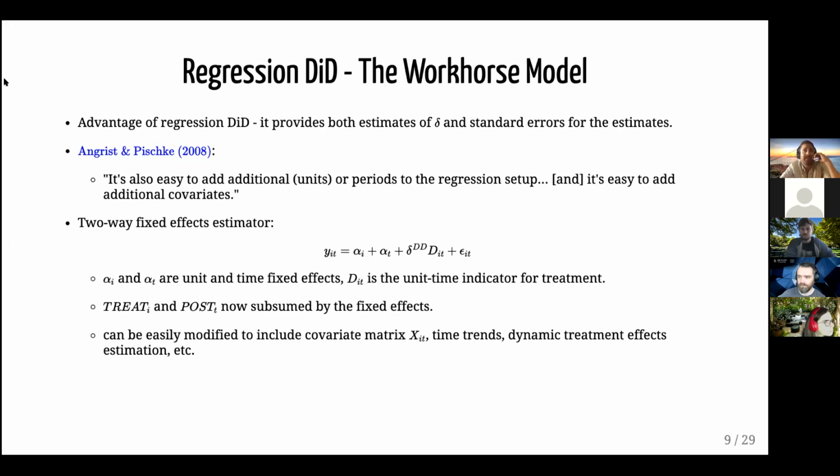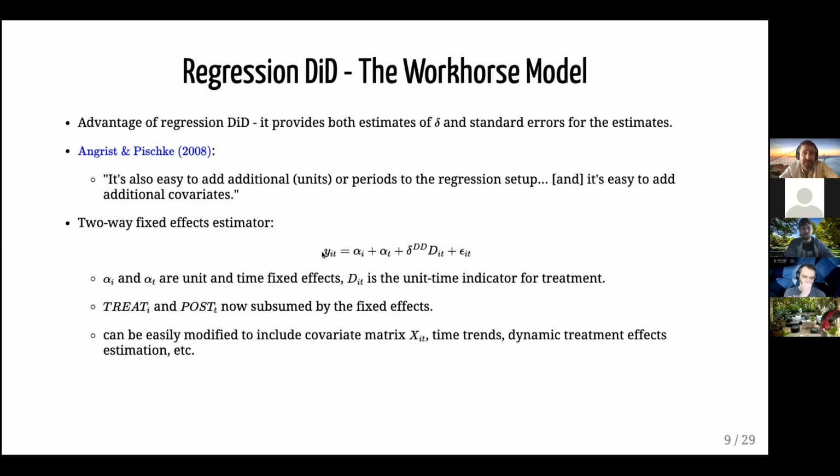I call this the workhorse model because it's in so many papers now, at least in the disciplines that I read. What Angrist and Pischke say is that it's also easy to add additional units or periods to the setup, and easy to add additional covariates. So what we all use is this two-way fixed effects estimator. We regress our outcome variable on unit fixed effects, time fixed effects, and a treatment indicator that turns on for treated units after they receive treatment.